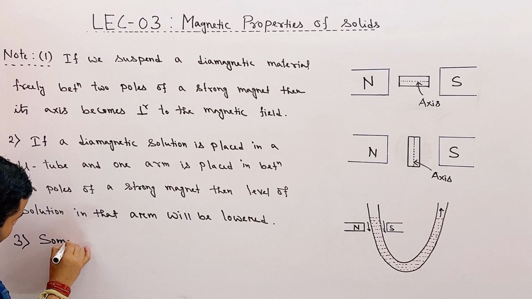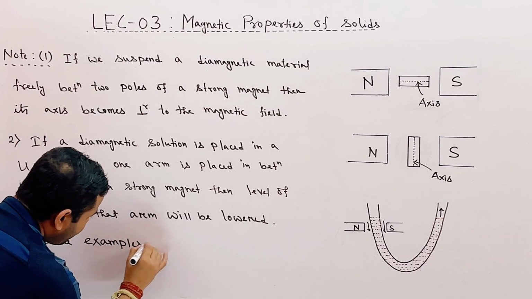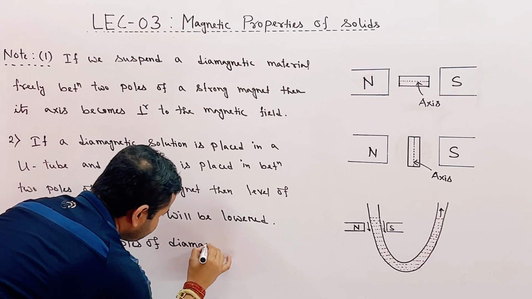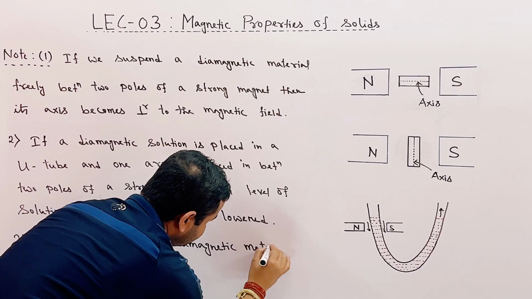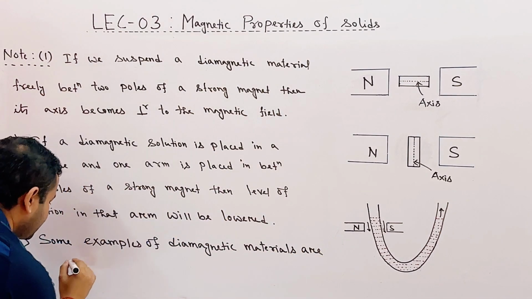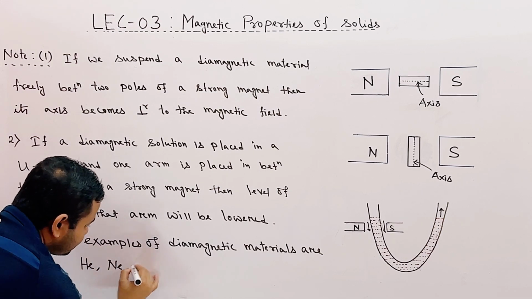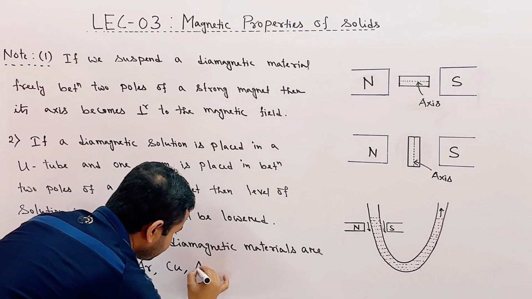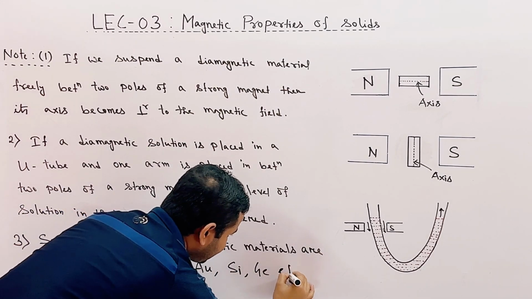Some examples of diamagnetic materials are helium, neon, argon, copper, gold, silicon, germanium, etc.